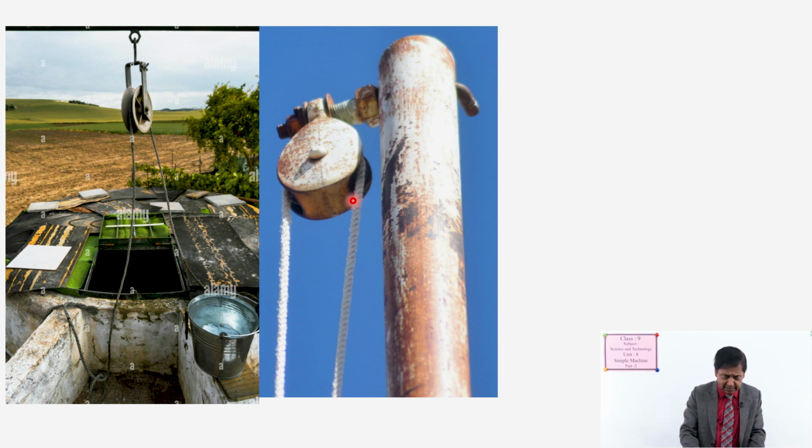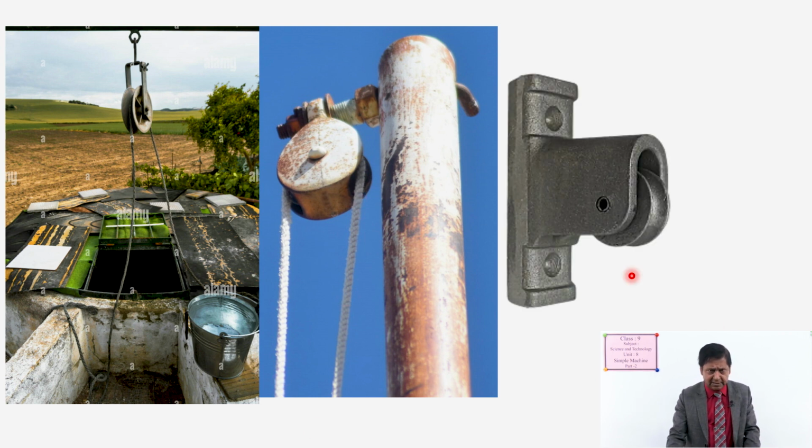This can be seen this way also. Look, this is exactly the pulley which we attach at the top of the flagpole. This is the pulley and this is the screw, or we can use a nail or screw here to attach this pulley at the top of the flagpole. That's why we can say that a pulley is used in a flagpole to raise the flag.